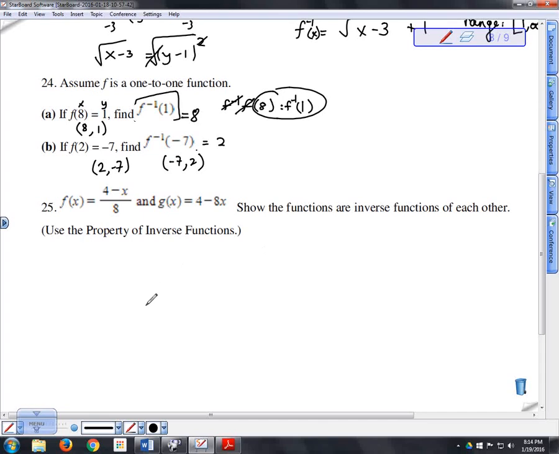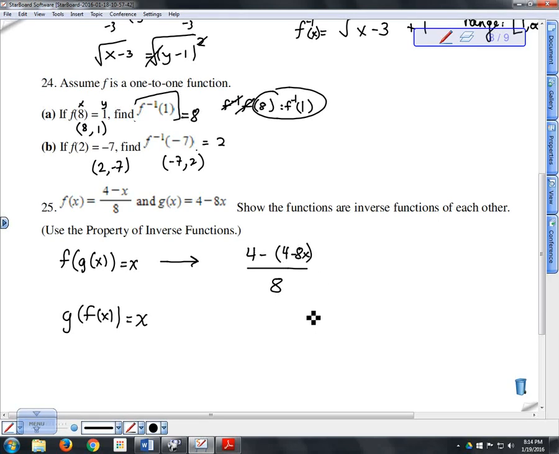Okay, show that the functions are inverse. We have to show that f of g of x is equal to x. We also have to show that g of f of x is equal to x. So the first one here, the f function is 4 minus an input, divided by 8. The input is 4 minus 8x.